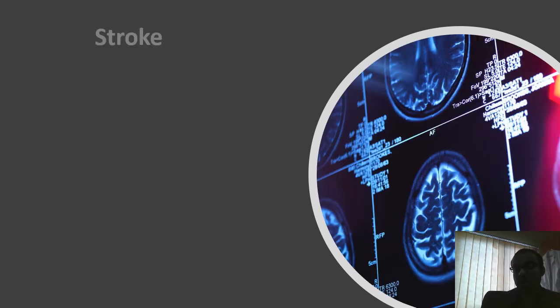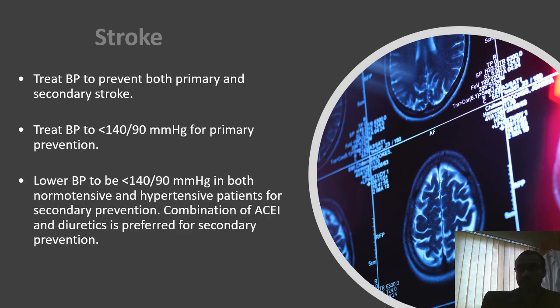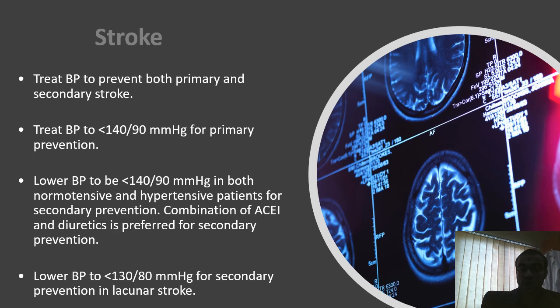Next, stroke. Hypertension in stroke is usually a topic of interest. For stroke prevention, as in primary or secondary prevention, hypertension should be well treated, and maintaining the blood pressure below the abnormal level is advised for both primary and secondary prevention. And for secondary prevention, we can use an ACE inhibitor and a diuretic as the preferred agents in this context.